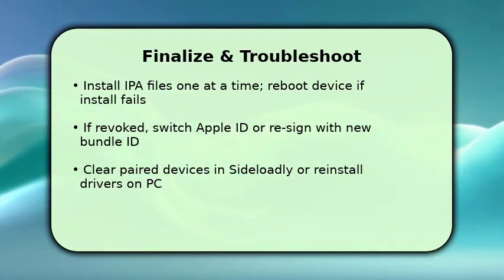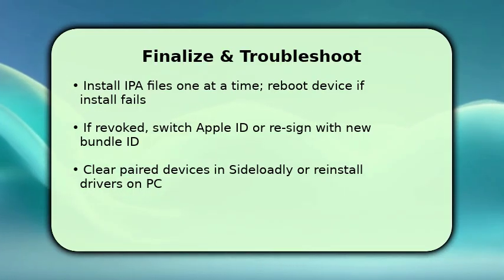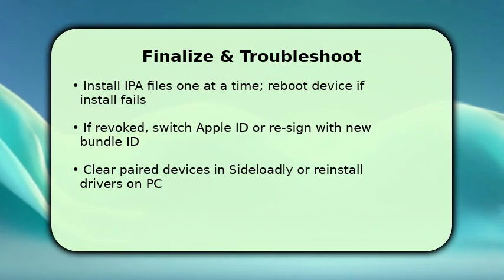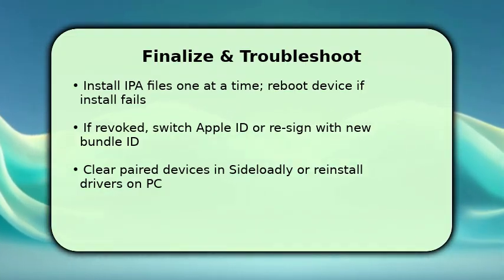When you hit a certificate revocation, switch to the alternate Apple ID or re-sign the app with a new bundle ID immediately. If Sideloadly can't communicate, clear paired devices in the app or reinstall USB drivers on your PC. If problems persist, rerun the signing steps and verify UDID and trust settings once more.